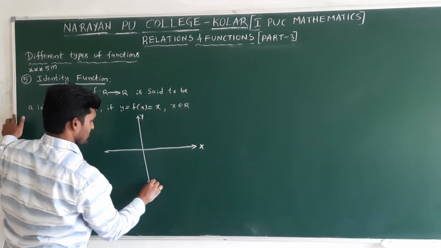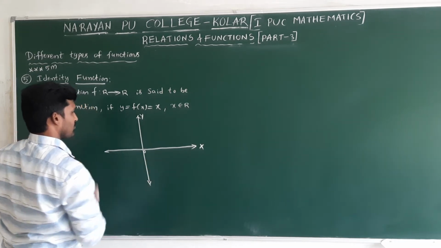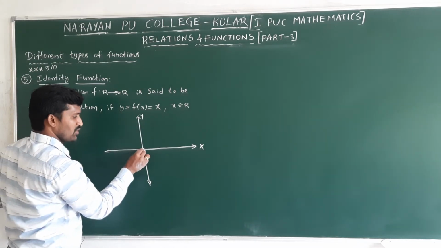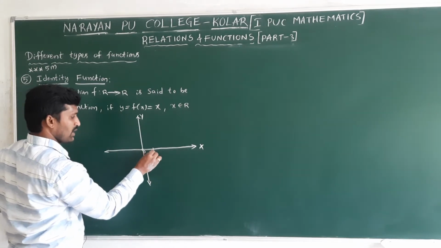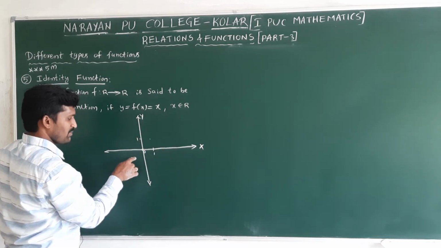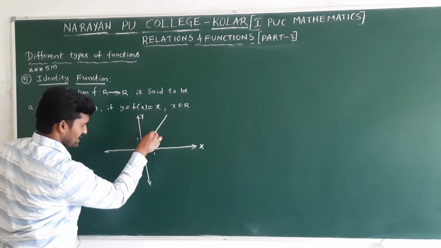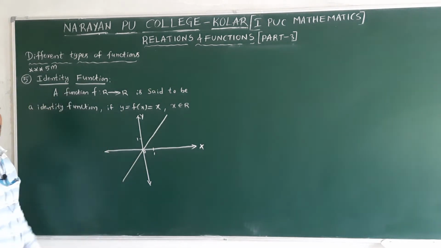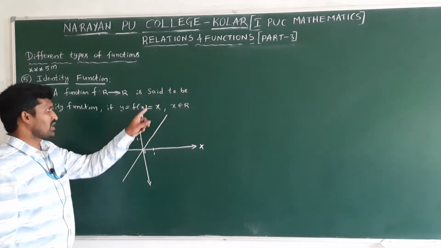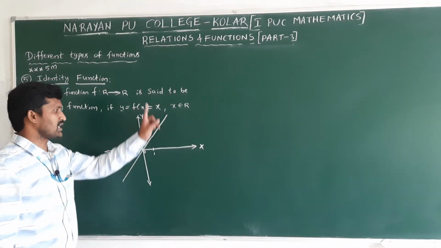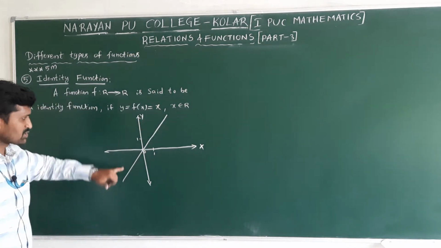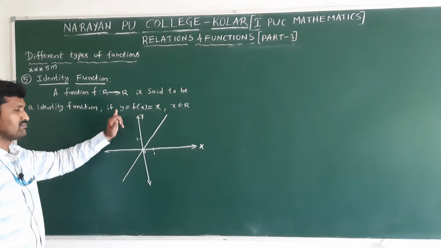X-axis, Y-axis. This is the origin. If x is 1, what will y get? 1. If you take x as 0, you will get 0. If you take 1, you will get 1. 2, you will get 2. Minus 1, you will get minus 1. That's why this is a straight line. Clear? 0 taking, 0 will come. 1, 1, 2, 2, 3, 3. Infinity, infinity will come. Negative side, minus 1, minus 1, minus 2, minus 2, minus 3, minus 3 will come.